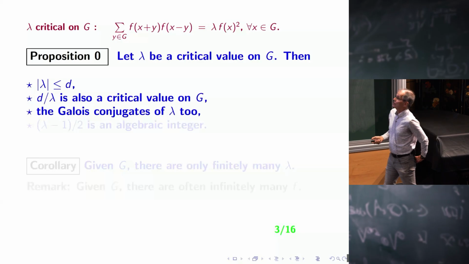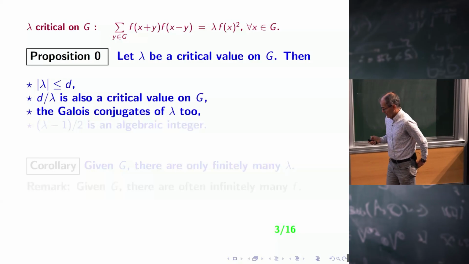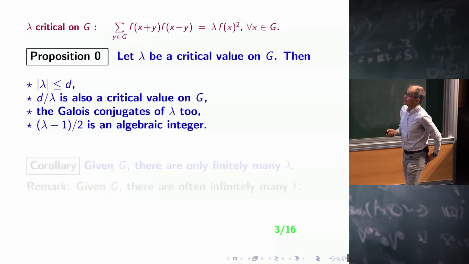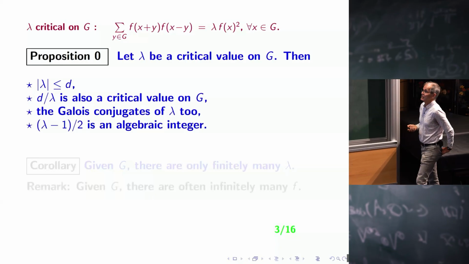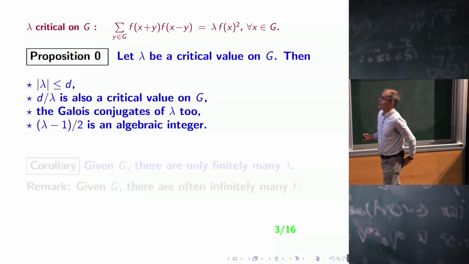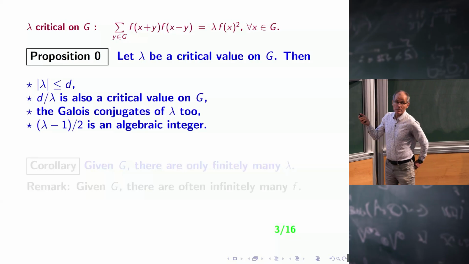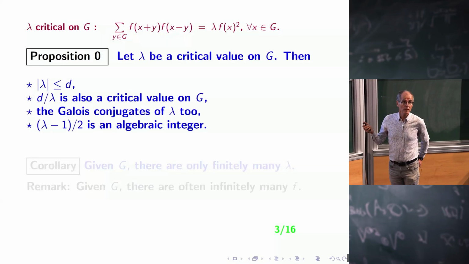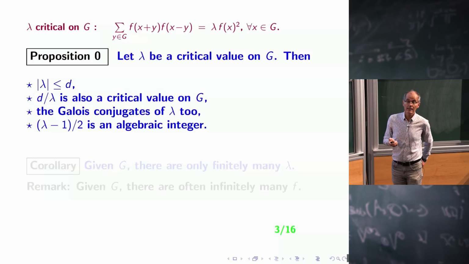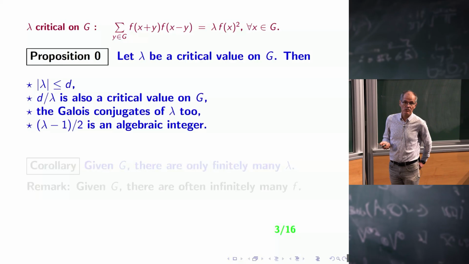And the last one is nice also, is that lambda minus 1 over 2 is an algebraic integer. And this will be important in the rest of the talk. So let me give you the proof why it's an algebraic integer. How do you check something is an algebraic integer? You take ultrametric norms and you prove they are at most 1.